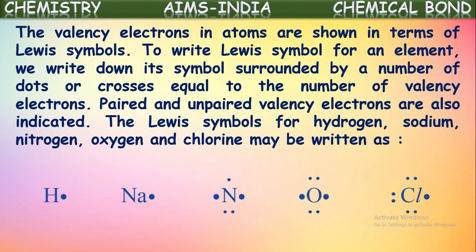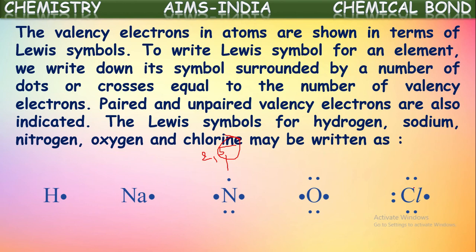For hydrogen, what is the number of valence electrons? 1. There is only one electron. So first the symbol of hydrogen is written and a dot is kept around its symbol representing its valence electron. In a similar way sodium, and for nitrogen, we know the atomic number of nitrogen is 7 and its configuration will be 2, 5. So if it is 2, 5, how many valence electrons will be there? 5 valence electrons. So the symbol of nitrogen is written and 5 dots are kept which represent these valence electrons. Similarly for oxygen 6 electrons and for chlorine 7 electrons.